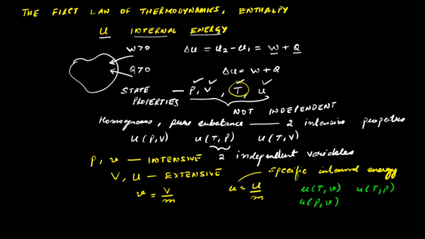It could also be temperature and pressure, and it could also be pressure and specific volume. And recall from the zeroth law, we've already seen that pressure, specific volume, and temperature are related with each other through an equation of state. In particular, we'll call this equation of state the thermal equation of state.